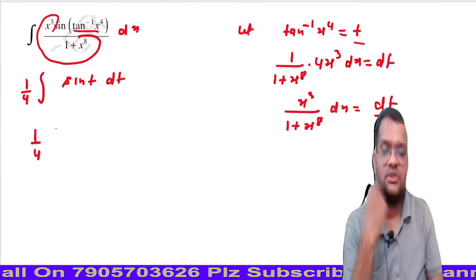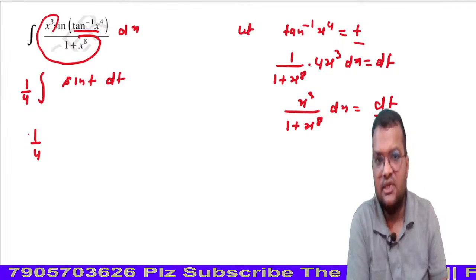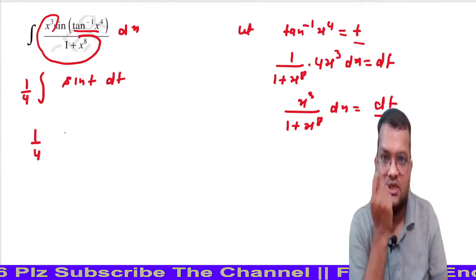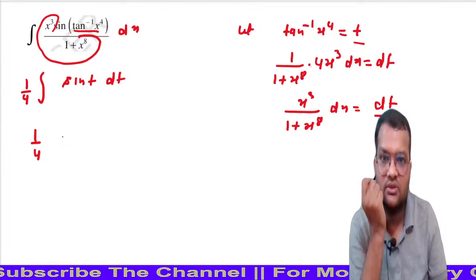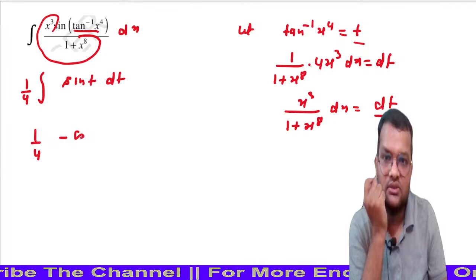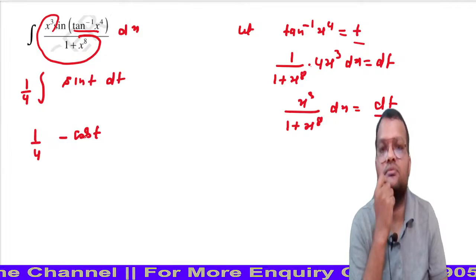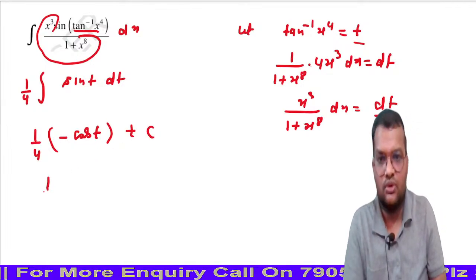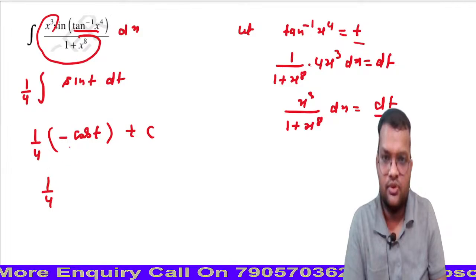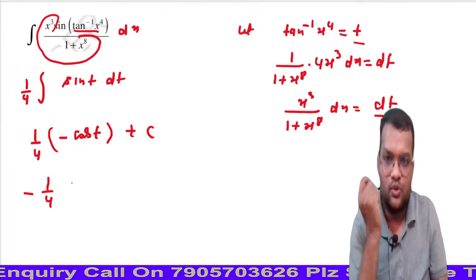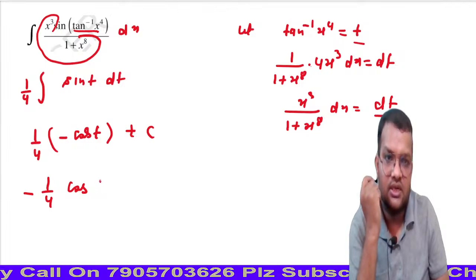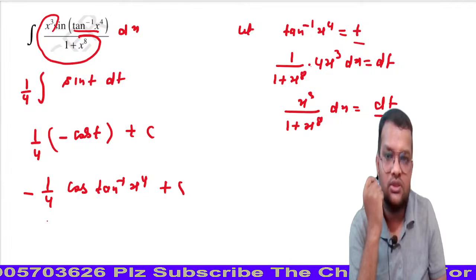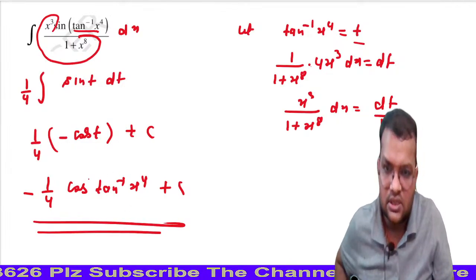So 1 upon 4 sin t, integrate sin t dt. What will be the integration of sin t? It becomes minus cos t, plus integration constant c. So 1 upon 4, you can say minus here, 1 upon 4 cos t, where t means tan inverse x to the power 4, plus constant c. This is your integration of this.